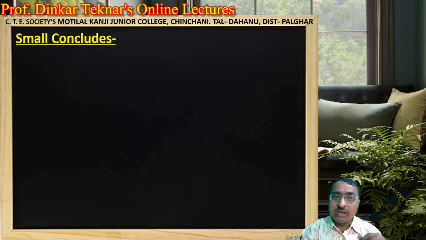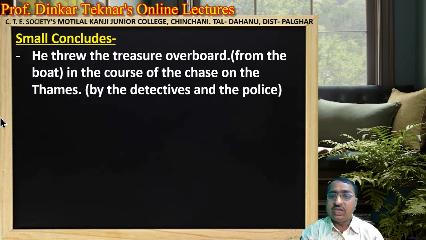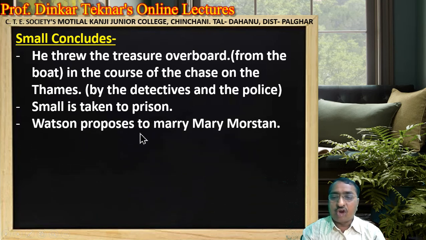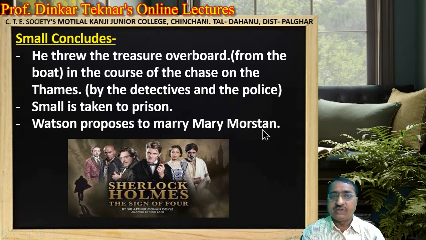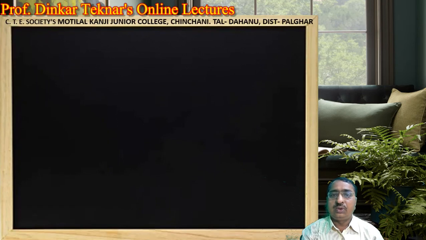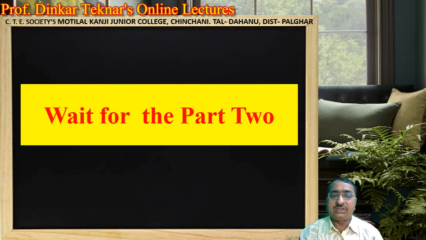Here Captain Small concludes what happened at that time. He concludes he threw the treasure overboard, that is, from the boat, in the course of the chase on the Thames by the detectives and police. Small is taken to prison. Watson proposes to marry Mary Morstan. So this is the story, the central idea. Wait for part 2.